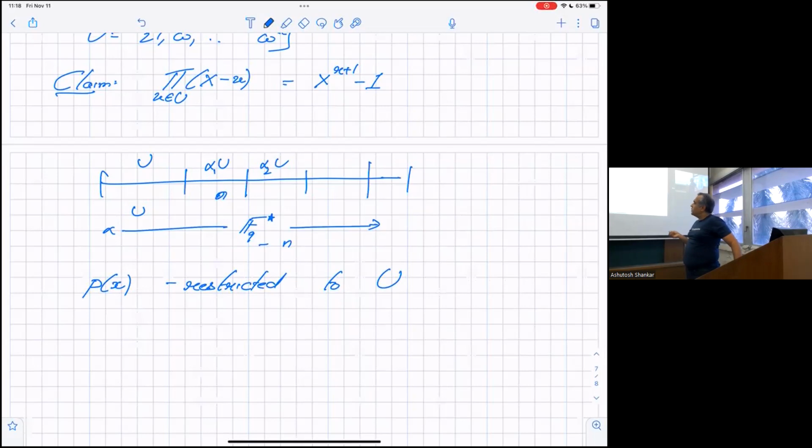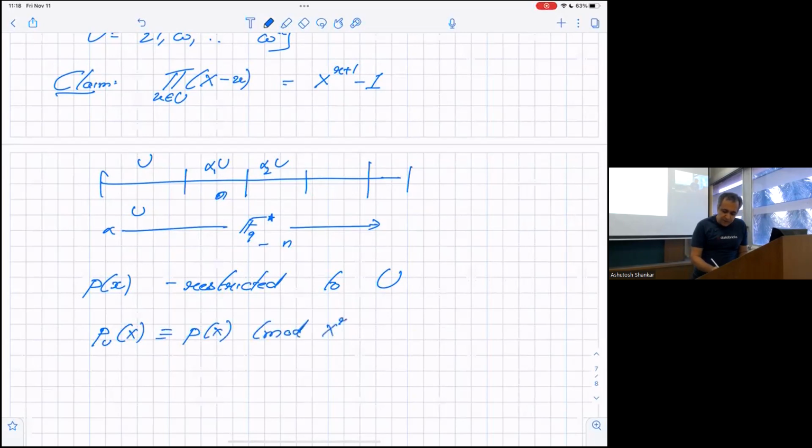Now, when you care about restriction to U, you really don't care about the whole Reed-Solomon codeword. All that you care about is P_U(X), which is exactly P(X) mod X^(R+1) − 1, because you can do this constraint. The evaluation of the polynomial is not going to change. Therefore, all that I need is P_U(X). Now, let's look at the degree of P_U(X). The degree of P_U(X) will be at most R.